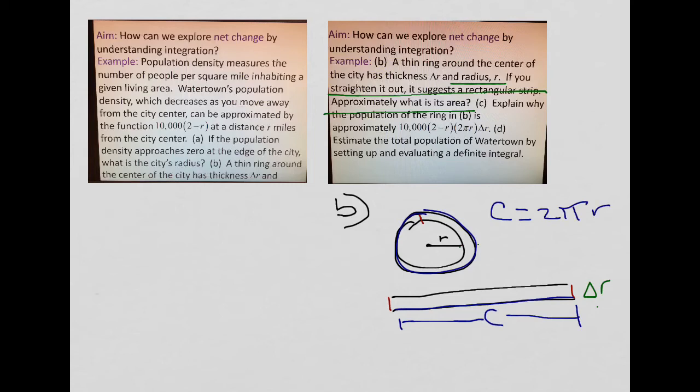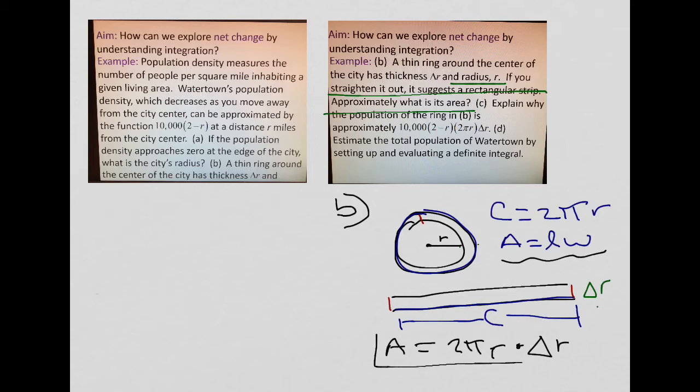This is what I was saying before about previous classes, probably many, many years ago. And the area of our rectangle is length times width. So when we plug in the information, area is going to be circumference, which is 2 pi r, times the width, which is the change in r. So it should look something like this when you write out its area.